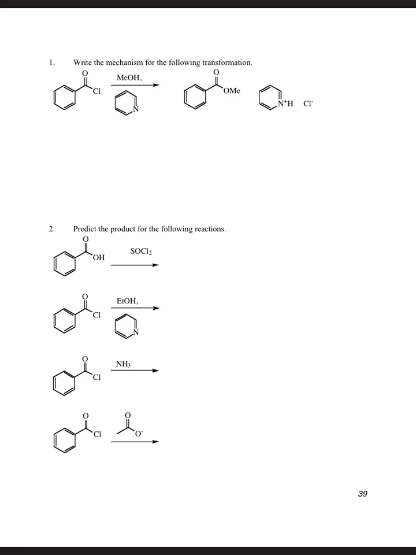So, can you draw a mechanism for the following reaction? Methanol and an acid chloride. We know methanol is a good nucleophile. It adds in. We don't have to draw the phenyl out. We can just draw it as a Ph. Get this.